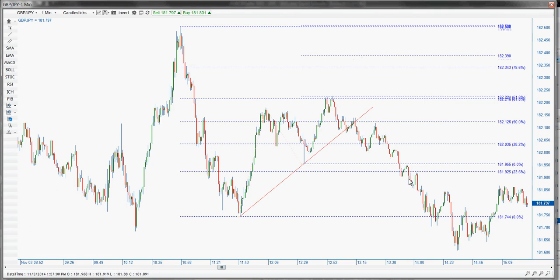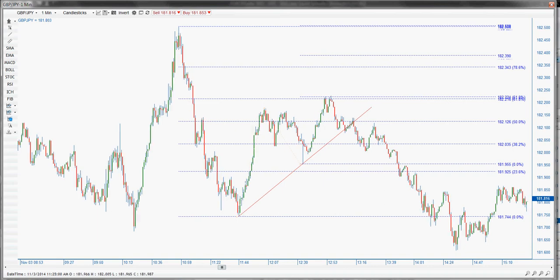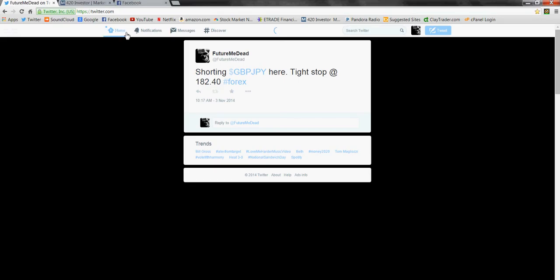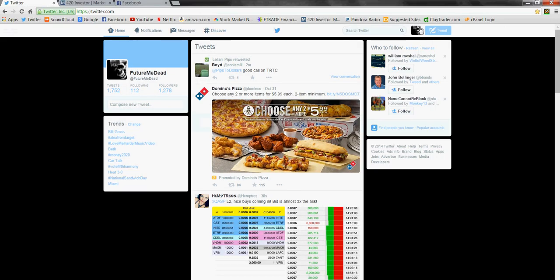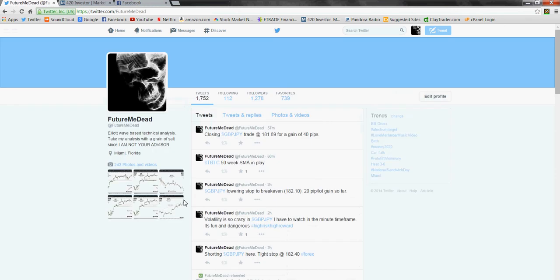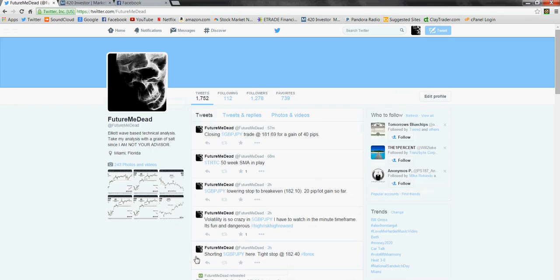I think I had 20 or 30 pips of gain that I was willing to risk. It's a free trade at that point, so you risk your small gain in order to stay in the game. So you can see that here. Let's go to here, was the first tweet. Shorting this currency pair, tight stop at 182.40. Once I had a 20 pip gain, it's prudent to lower your stop loss to break even.